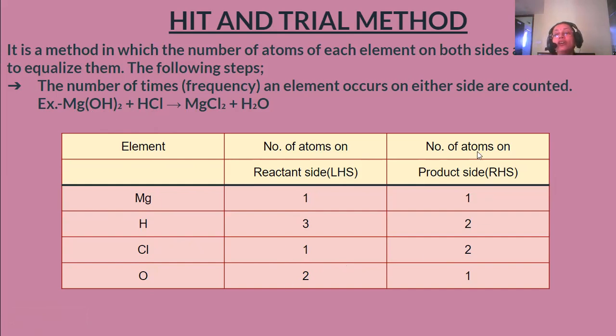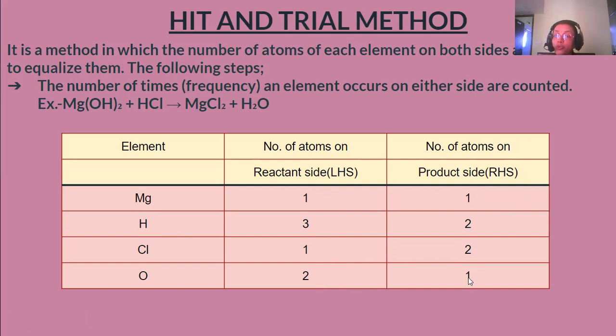Now we see the product side, that is the right-hand side. Magnesium 1, chlorine here is 2. Oxygen here is 1, and hydrogen is 2. Now we compare the left-hand side and right-hand side, reactant side and product side. Magnesium on the reactant side is 1, product side is also 1. For hydrogen, reactant side is 3, product side is 2. Chlorine, reactant side is 1, product side is 2. Oxygen, reactant side is 2, and product side is 1.